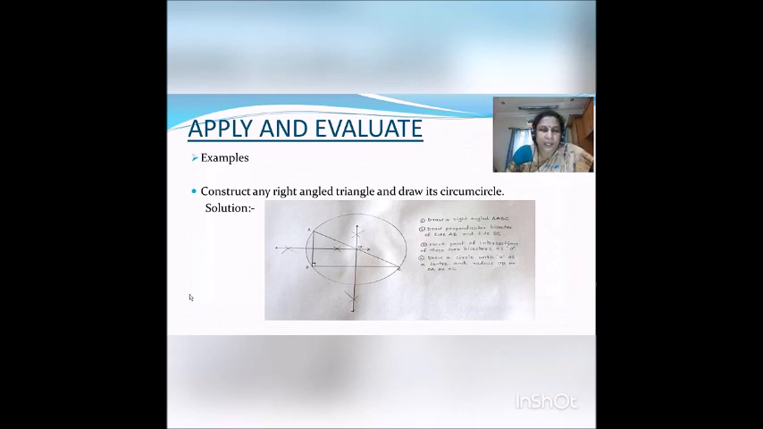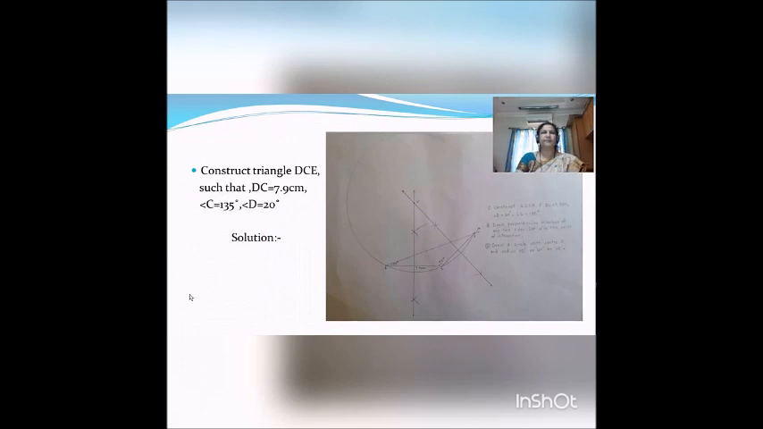Now you can practice circumcircle by using these examples. Construct any right angle triangle and draw its circumcircle. Steps are given to you. You can draw the triangle, you can draw the perpendicular bisectors, and by taking O as the center, you can draw the circumcircle. In the next example, measures of a triangle are given, base and two angles are given, and the solution is given to you. You can check your answer by this.